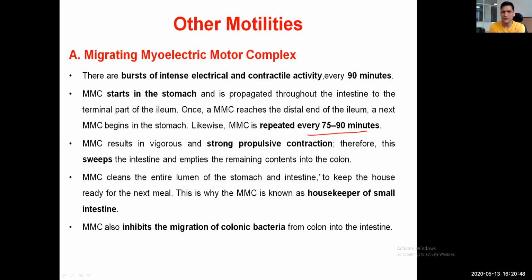This happens in between meals, not during or after a meal. MMC cleans the entire lumen of the stomach and intestine to keep the house ready for the next meal. That's why MMC is known as the housekeeper of the small intestine. MMC also inhibits the migration of colonic bacteria from the colon into the intestine.